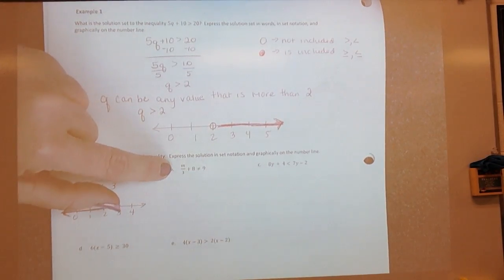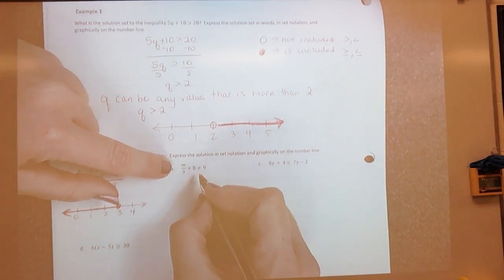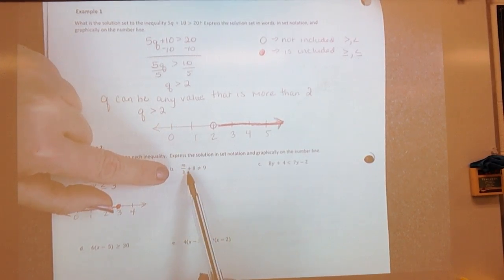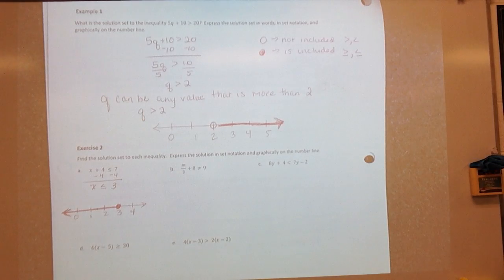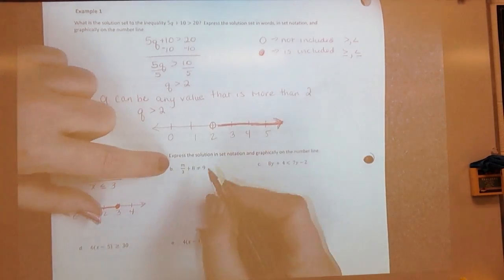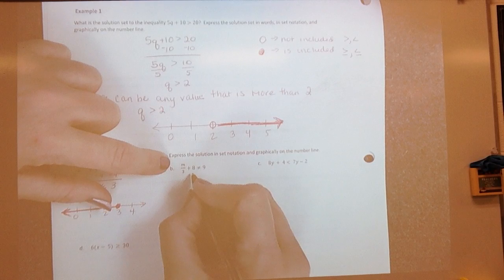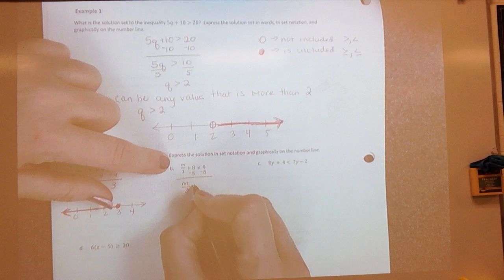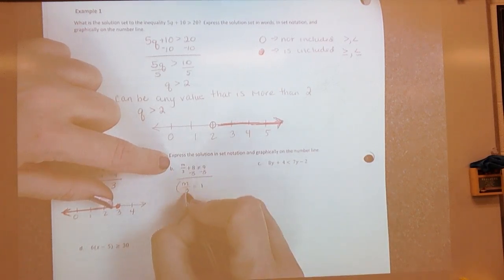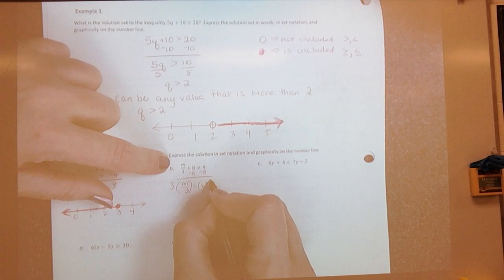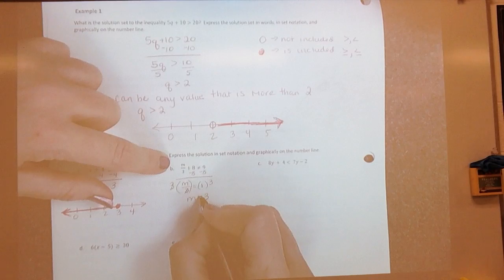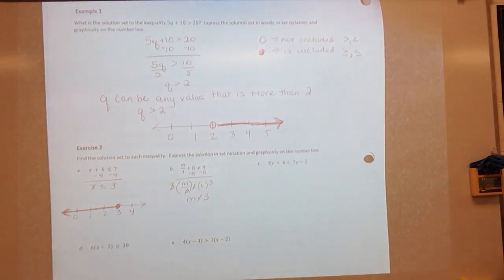Looking at this here, you have to figure out which way you want to go about solving this. Here's what I would do. It says m divided by 3 plus 8 is not equal to 9. Okay? So I would subtract my 8. I have m divided by 3 is equal to 1. Now I'm going to multiply everything by 3. Those cancel out, and I get m is not equal to 3.